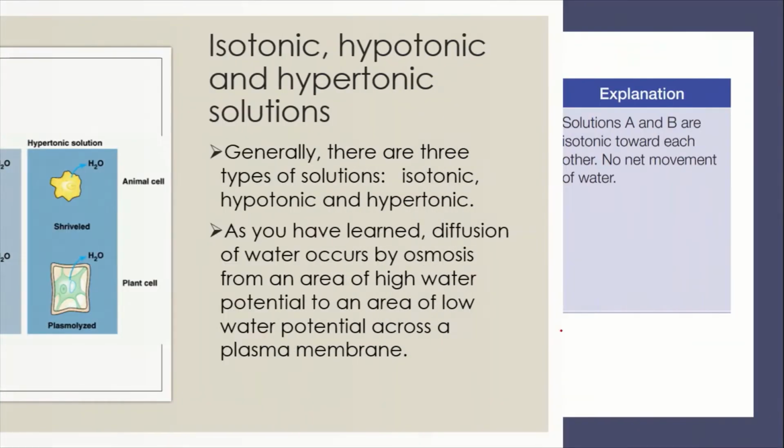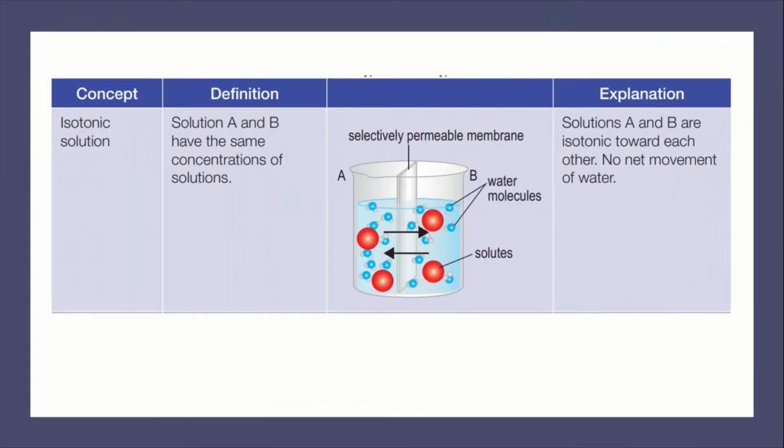So let's see the concept of isotonic solution. So this process is illustrated in the beaker. Okay, this is like selectively permeable membrane. Isotonic solution. Solution A and B have the same concentration of solution, which means both solution A and B have same amount of solute. So solution A and B are isotonic toward each other. Thus, no net movement of water.